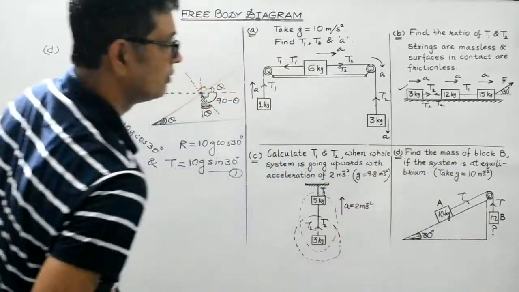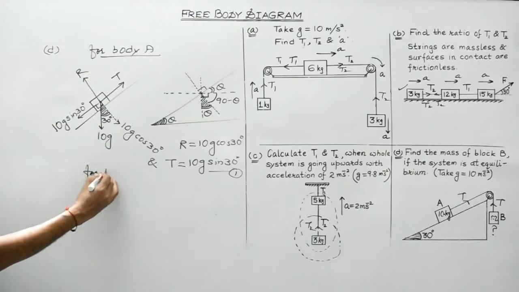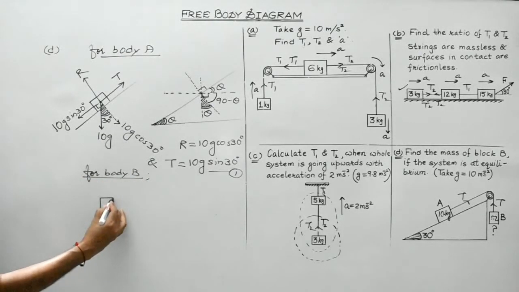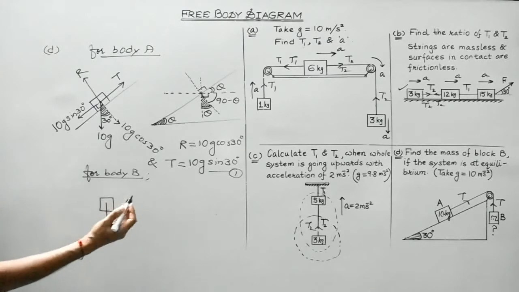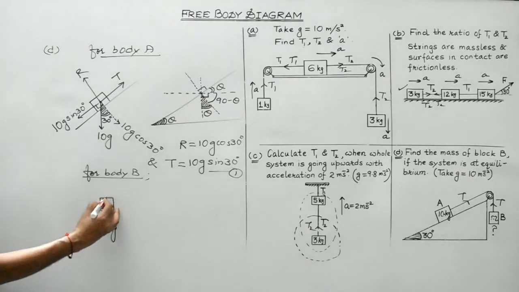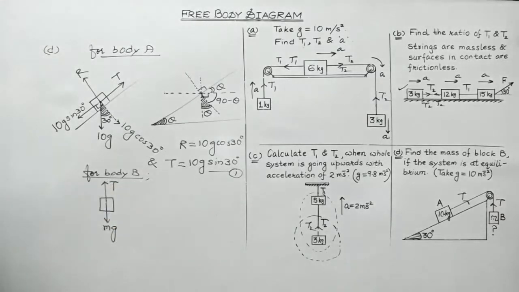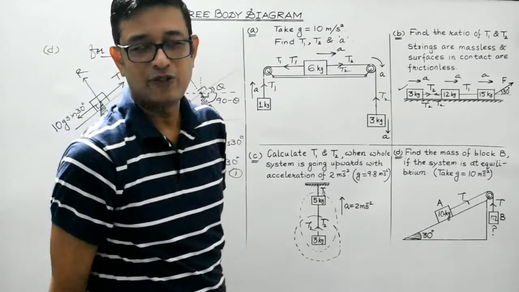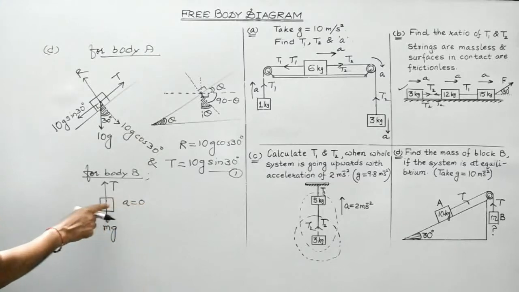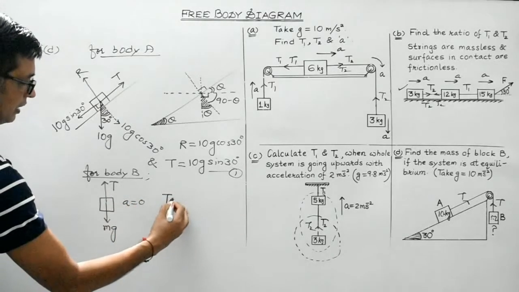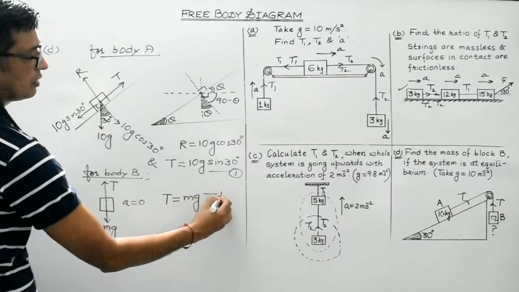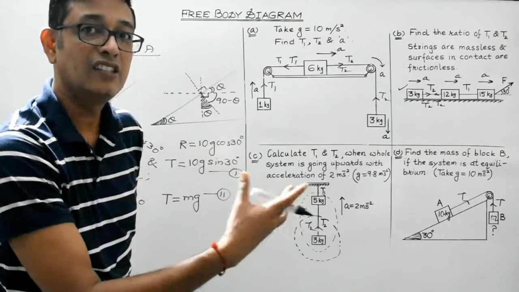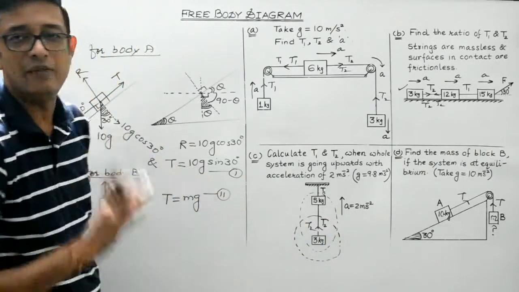Let's consider body B. Okay, let's draw the free body diagram for this. Its mass is suppose m, so its weight would be mg. Tension would be along this direction. It is in equilibrium, so no net force is acting, so acceleration is 0. Acceleration 0 means net force is 0. Therefore, T must be equal to mg, isn't it? Or T minus mg is equal to m into a, which is 0. So T minus mg is 0, or T equals mg. You will get this as equation 2.